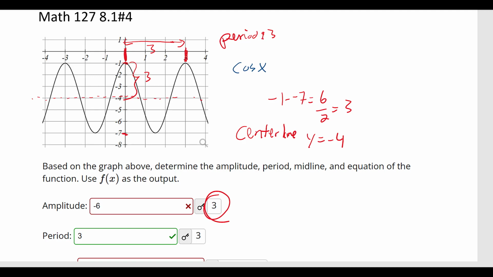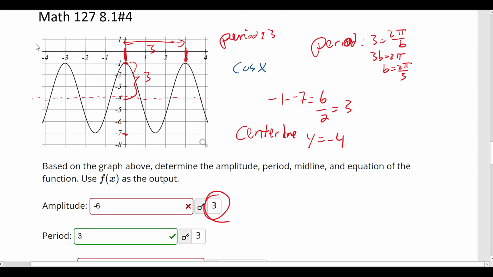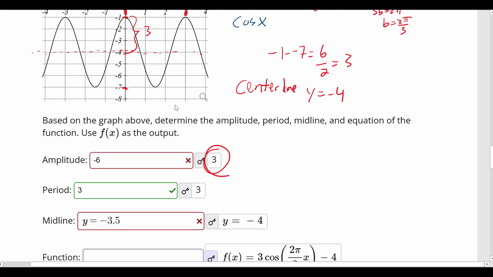So if you recall, the period, it's 0, that's no, was 3, which is 2 pi over b. So 3b equals 2 pi. So b equals 2 pi over 3. That's going to be our coefficient. And what else they want?